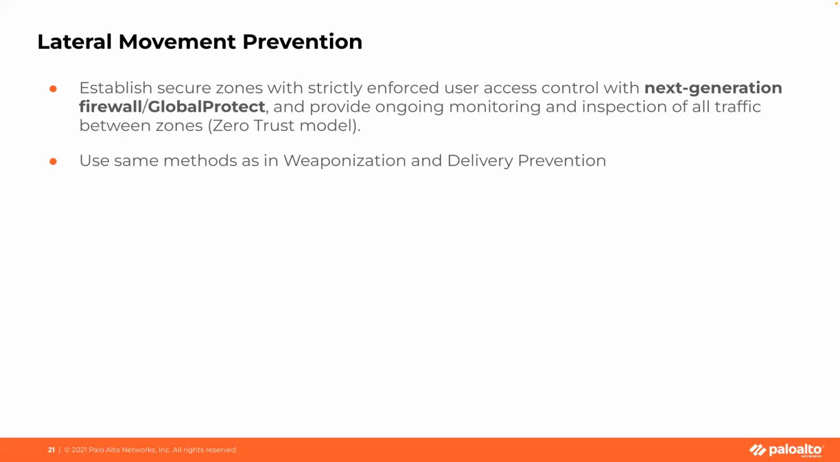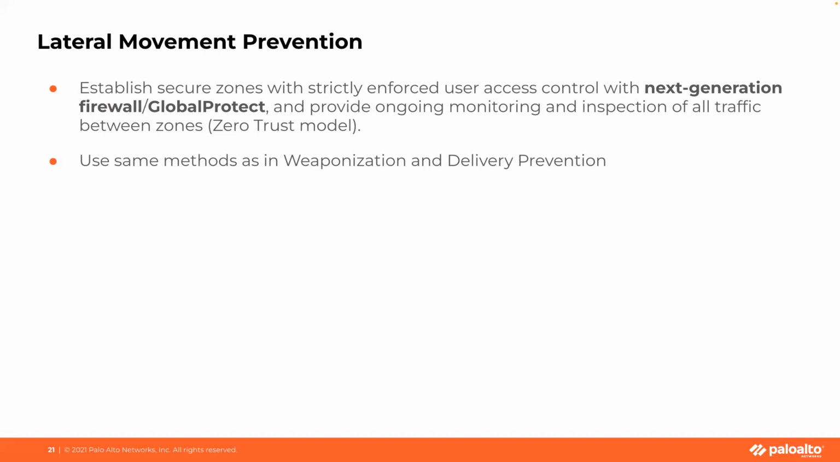And the best way to do it is to establish secure zones where the access will be strictly enforced and controlled with next generation firewalls or GlobalProtect, and then monitor and inspect this traffic between zones. So basically east-west traffic from users into the data center, traffic between different zones in the data centers, etc. So traffic that does not necessarily come from the internet, the traffic that you would normally consider trusted.